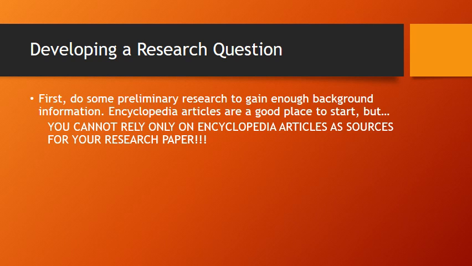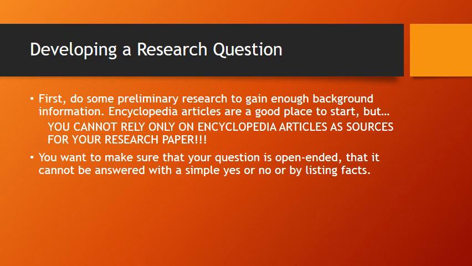So, with that being said, once you've done enough preliminary research and you have enough background information that you have a good basic understanding of what's involved in your topic, then you want to make sure that the question you are asking is open-ended, that it cannot be answered with a simple yes or no or by listing a series of facts. For example, the question, did President Johnson's support help to pass the 1964 Civil Rights Act? That's a good question, but you can pretty easily answer it and just say yes. You want to make something that's more than just a yes or no question.